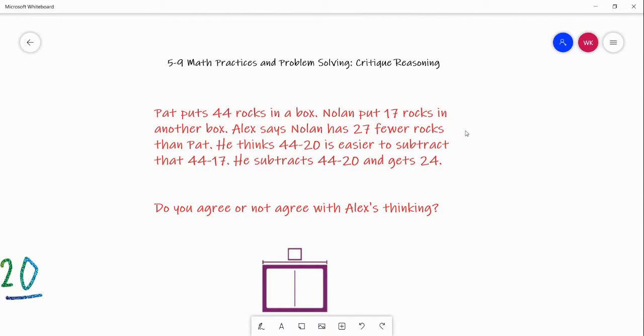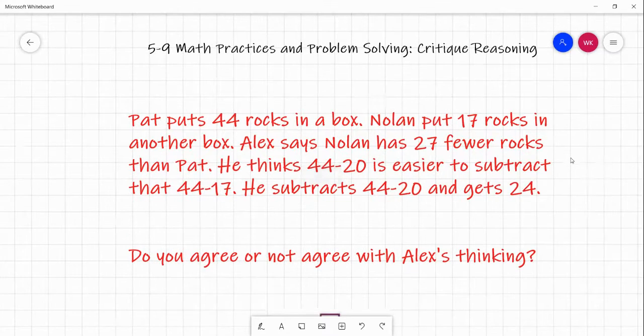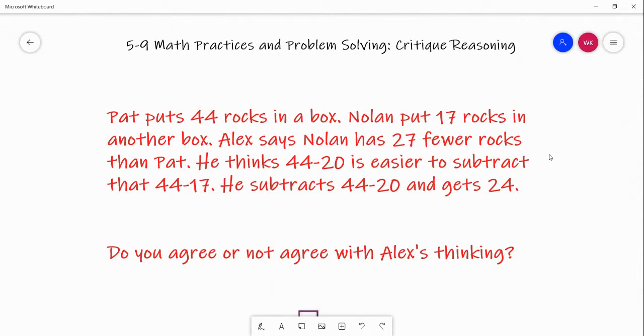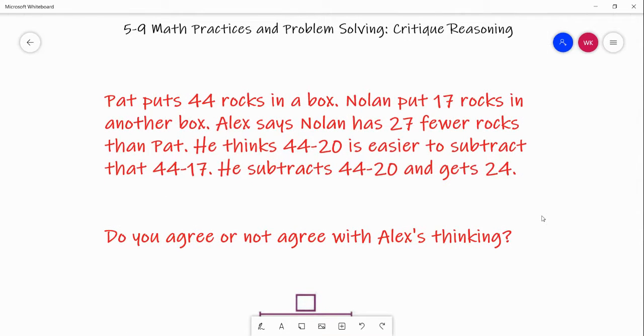Hello, second grade. This is our last lesson in chapter 5. It is 5-9 math practices and problem solving critique reasoning. So that means that we are going to be giving reason on if you agree with these problems or if you do not agree with them.